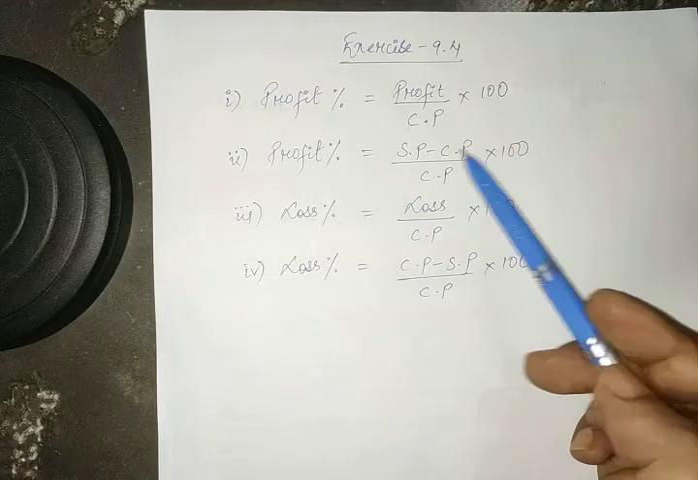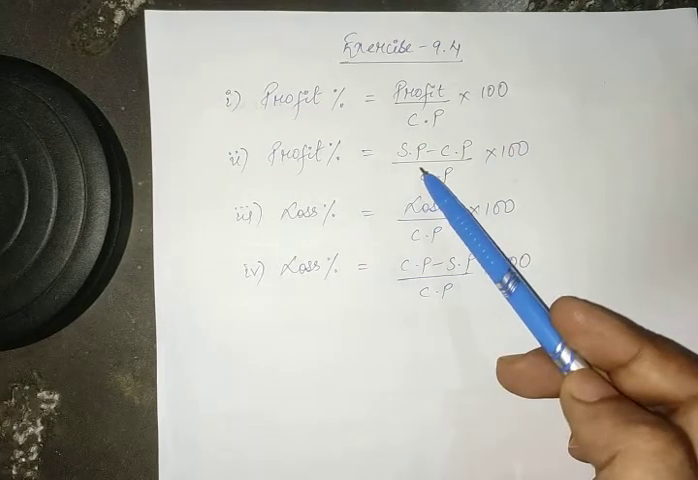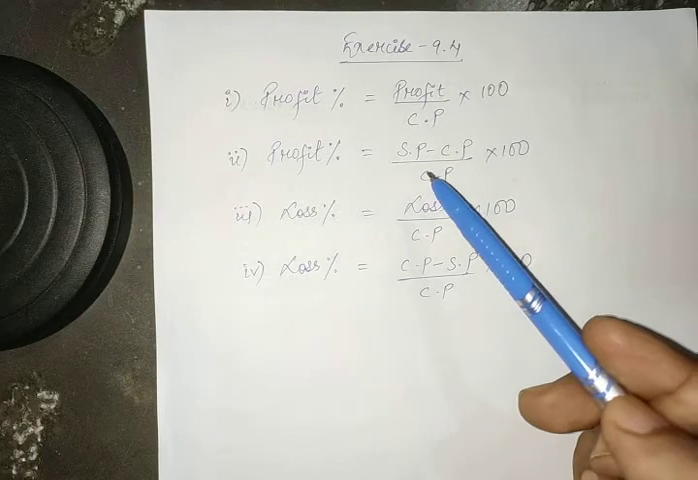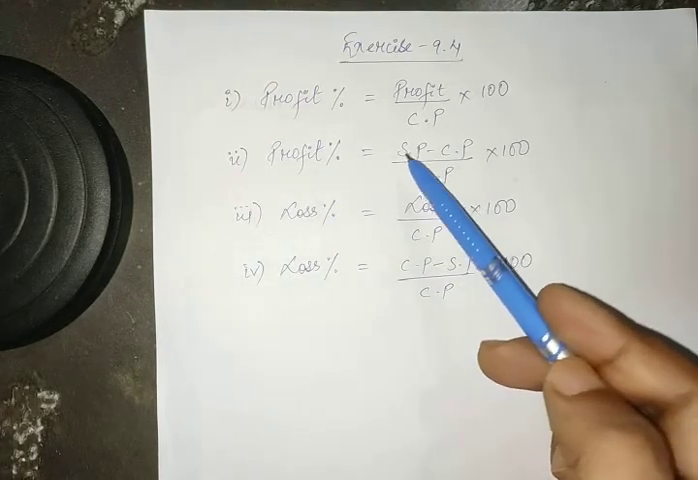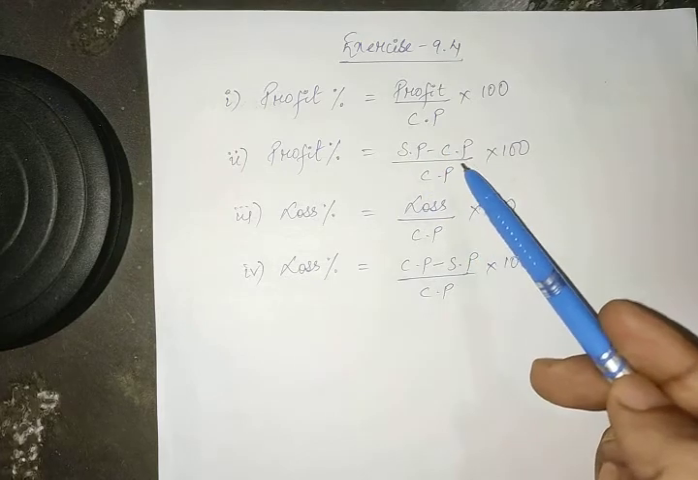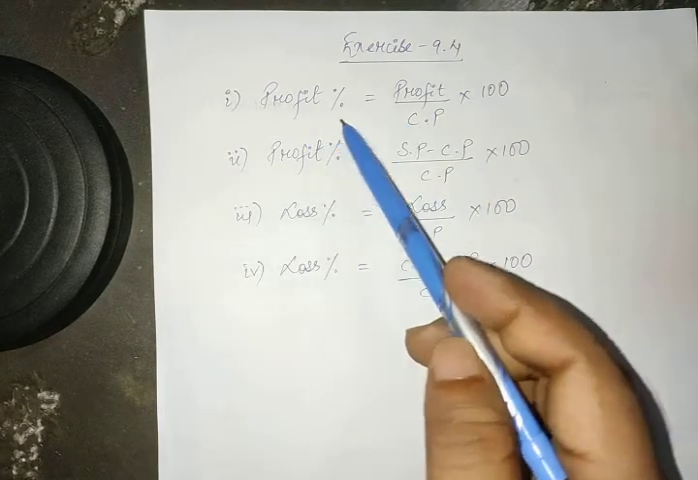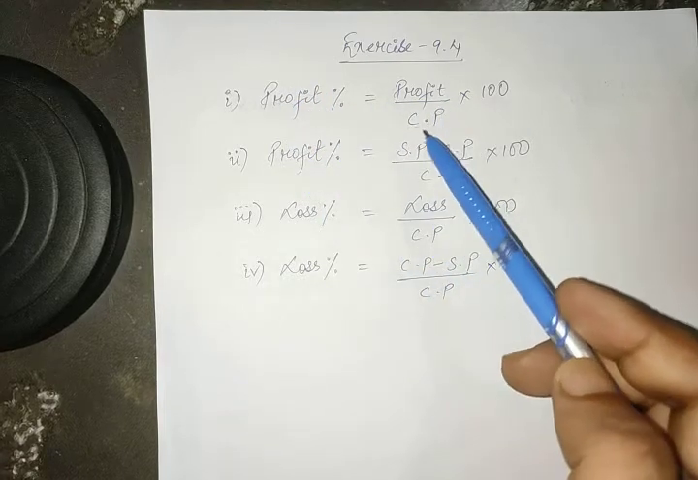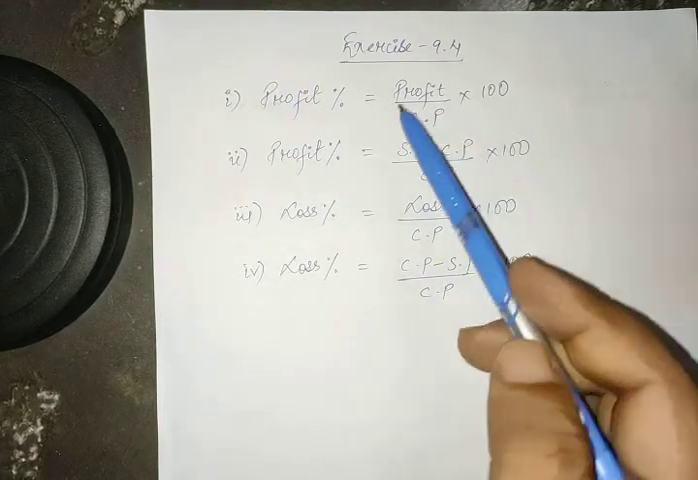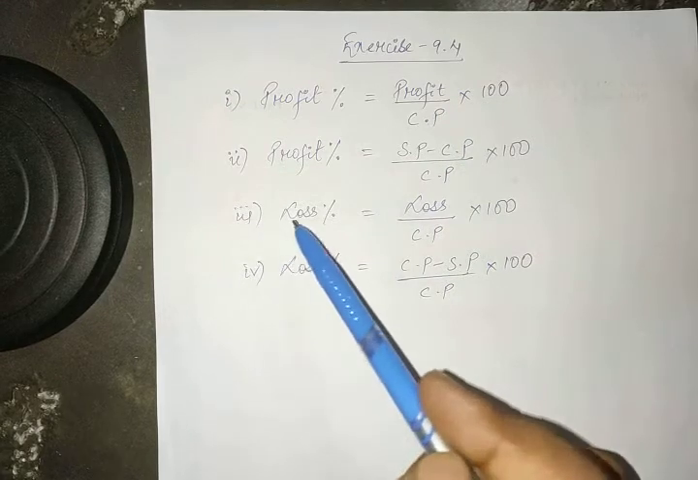This formula we will use when profit percent is given and we have to find the selling price or cost price. And the first formula we will use to find only profit percent if the profit and CP is given. Now the third one is loss percent.